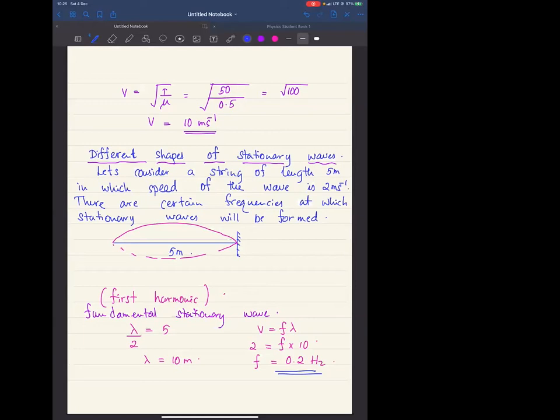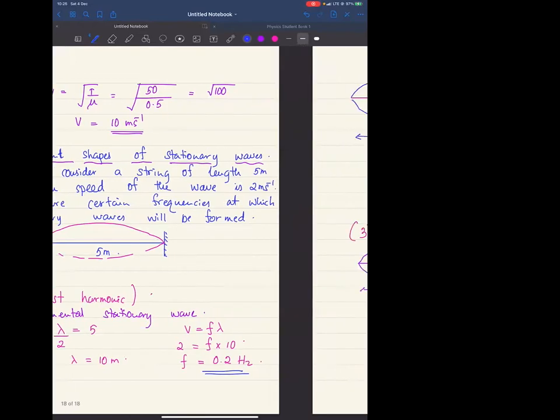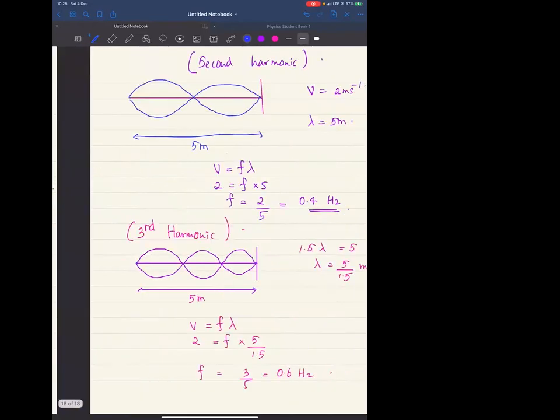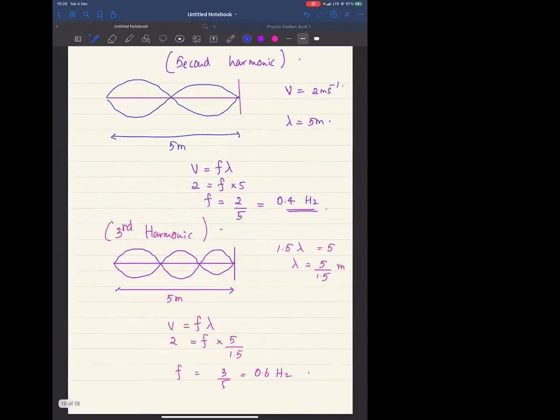Done? Okay, then take down this one, second harmonic, that is with two loops. And the next one, third harmonic with three loops.